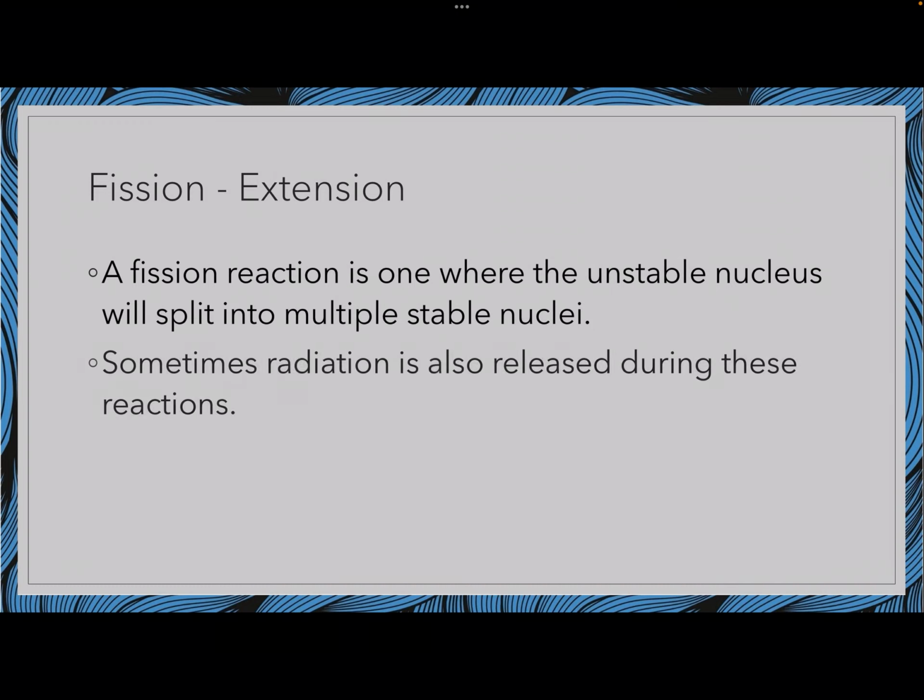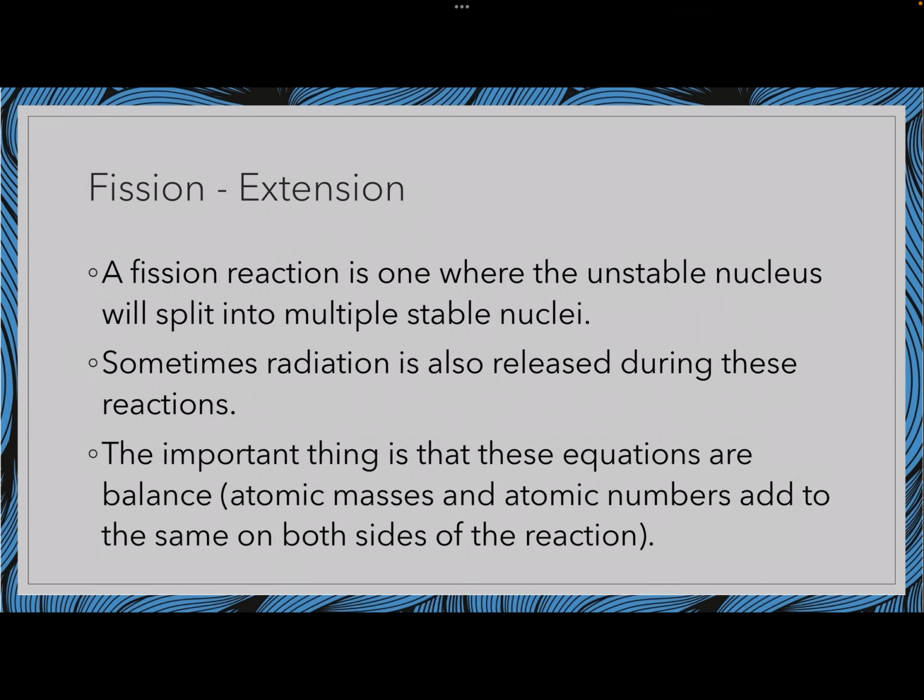Sometimes radiation is also released during these reactions, so you can also have an alpha particle, a beta particle, a gamma particle, or other things. You can get neutrinos, neutrons, antineutrinos, positrons, all sorts of other weird things can happen. But we're just going to have a look at the important point. It's that these equations balance, so that atomic masses and atomic numbers add up to the same on both sides of the reaction.